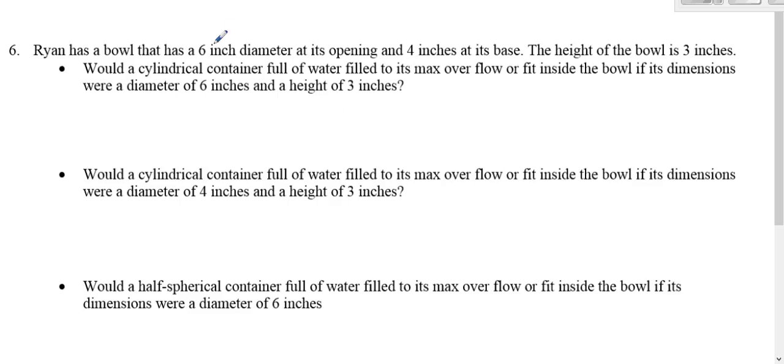So since the bowl gets smaller as it goes down towards the bottom, and the cylinder has the large diameter, this would overflow. The cylinder has too much water in it. Would a cylinder with a 4-inch diameter, so that's the diameter of the bottom of the bowl, the skinnier diameter, and a height of 3 inches, so the same height as the bowl but a smaller diameter, the diameter of the bottom, that would fit.